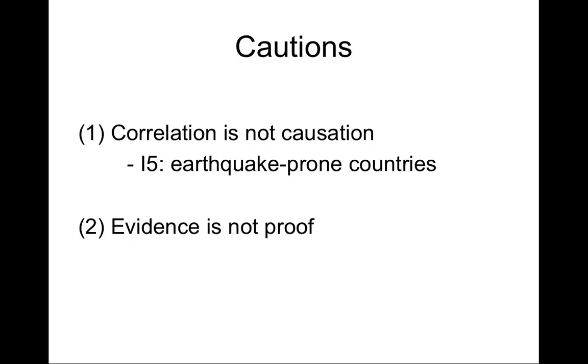Earthquake-prone countries are more likely to have ethnic violence than other places. Well, this isn't really based on a solid theory. What if, in fact, we found that earthquake-prone countries do have more ethnic violence? Well, unless we have a strong theoretical reason for that, it's probably a coincidence. Right? And the second one is that evidence is not proof. We have evidence in support of something, but we don't prove or disprove anything. Very important. Okay.